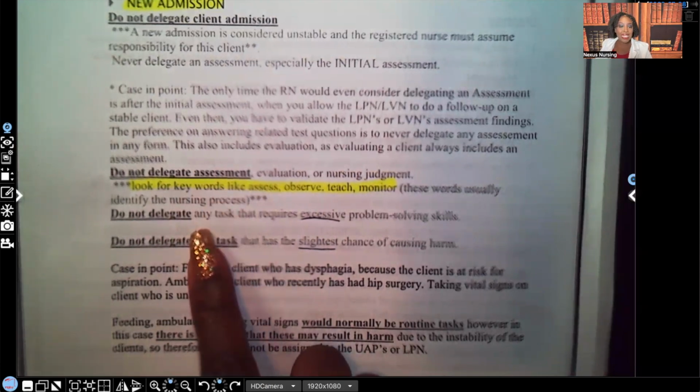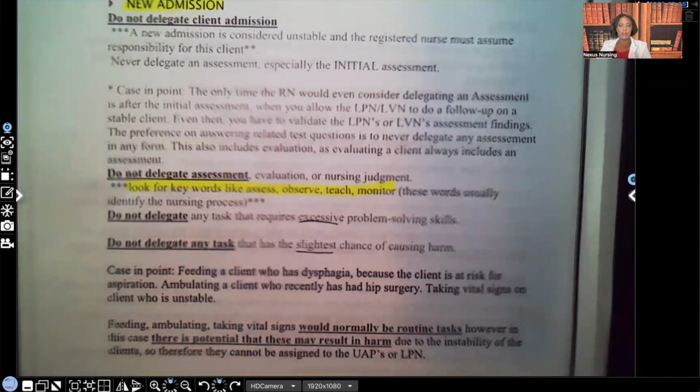Do not delegate any task that requires excessive problem solving. So if it's something simple, a routine blood sugar that the nurse did, and the blood sugar is high, and the patient needs insulin, the LPN can give the insulin. That is something that's routine, right? But what if that patient's blood glucose is so high, they're now in diabetic ketoacidosis? Is this something routine? No, this is something complex.